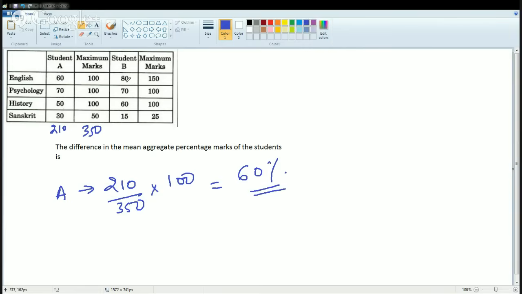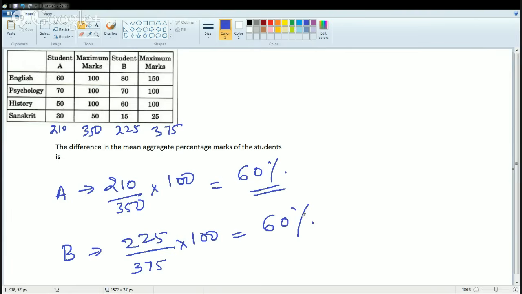Student B gets 80 plus 70, 150, 150 plus 75, that's 225 out of 375. So B gets 225 out of 375 times 100. So that's again 60%. So the difference in the mean aggregate percentage of A and B is 0. So 0 is the correct answer in this case.